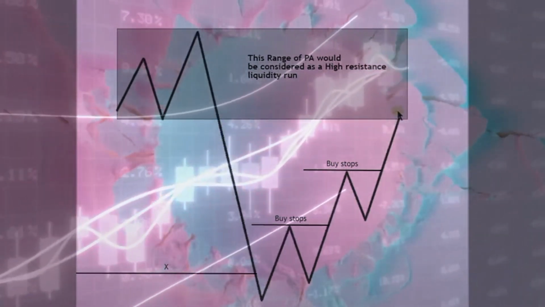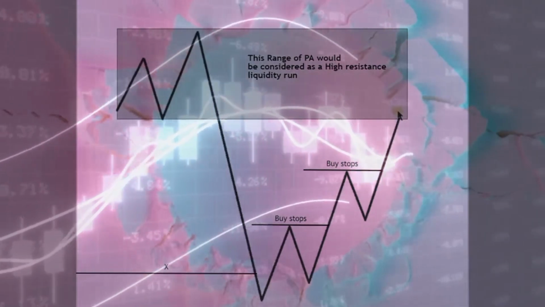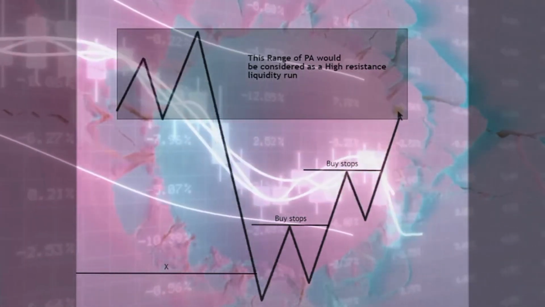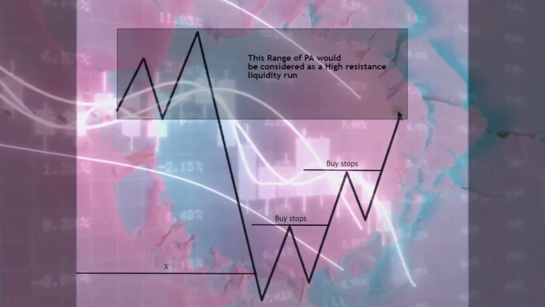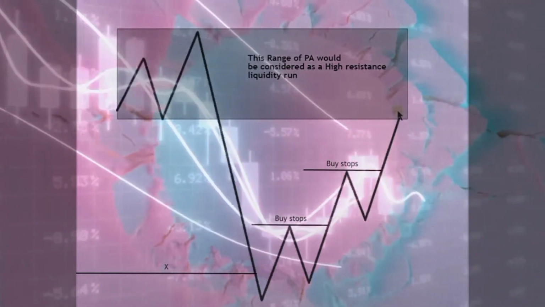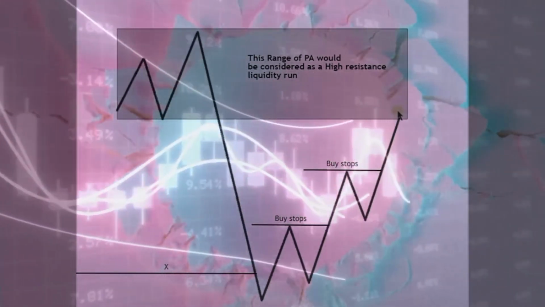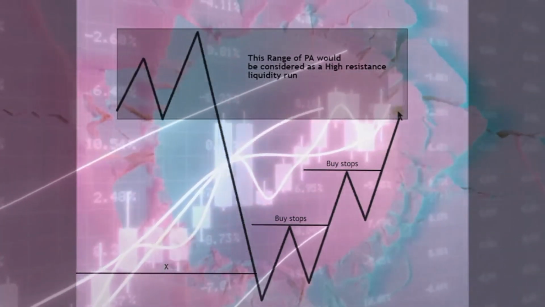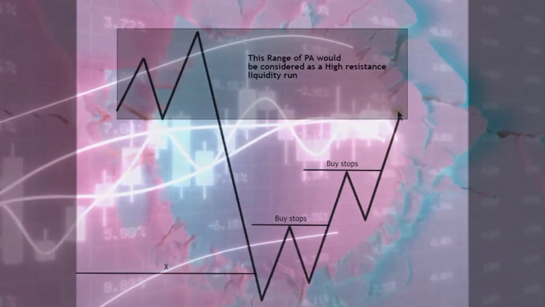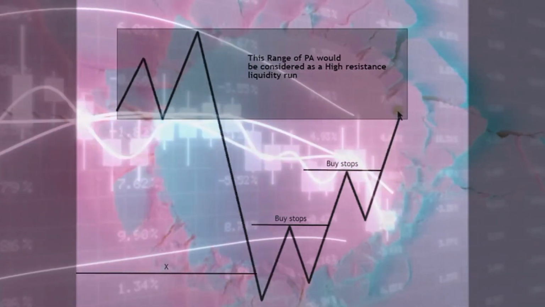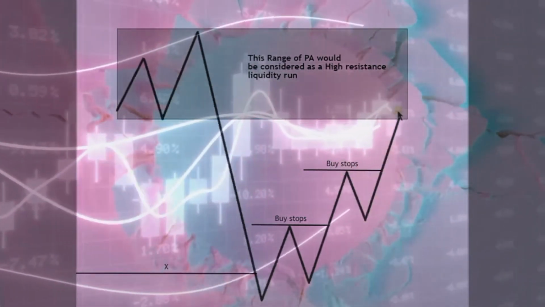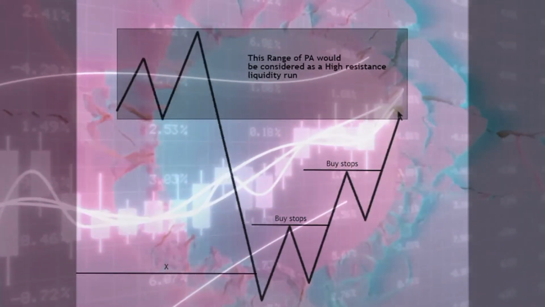Note that the institutional order flow is important. If there is a bullish institutional order flow and price created a long-term low, every swing high should be seen as a low resistance liquidity run and the long-term low as a high resistance liquidity run. However, if institutional order flow is bearish and price created a long-term high, every swing low should be seen as a low resistance liquidity run and the long-term high as a high resistance liquidity run.